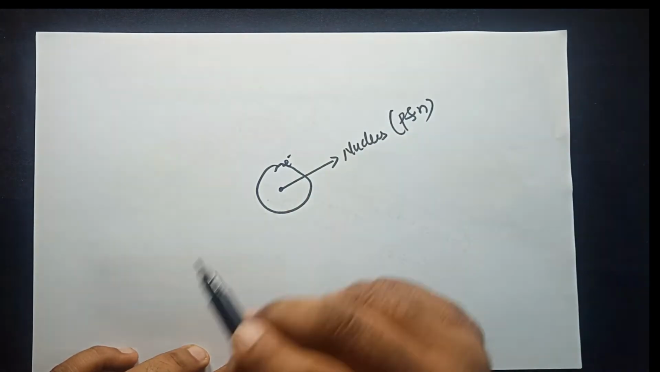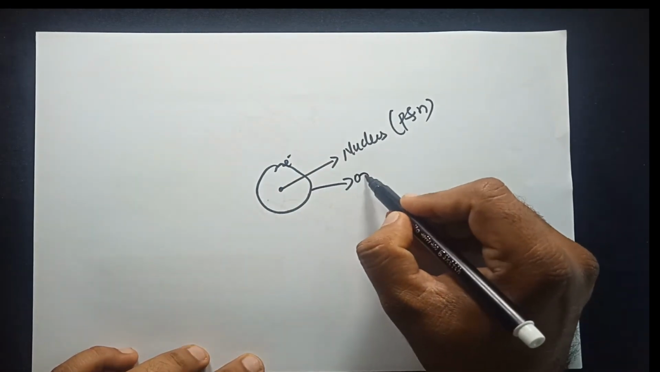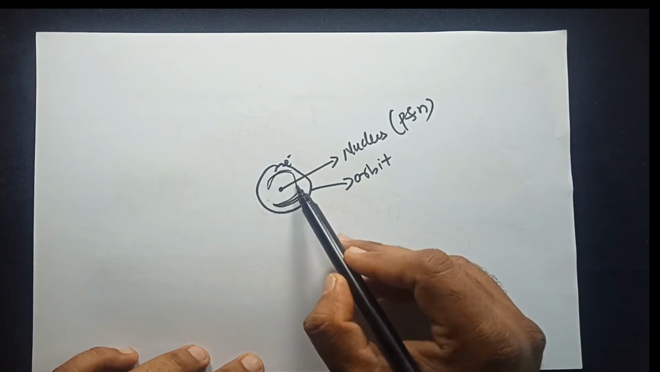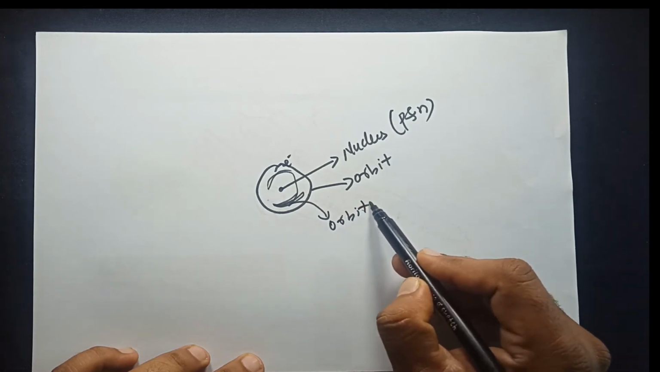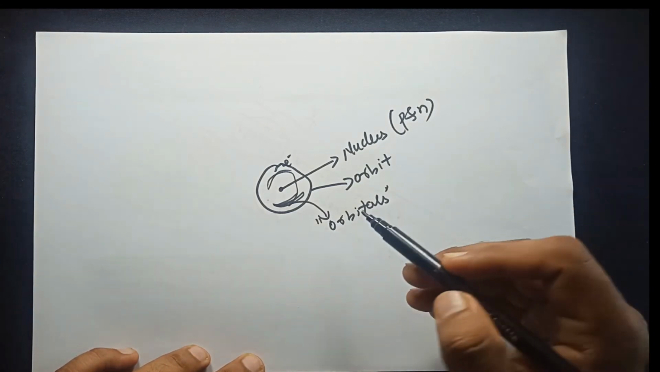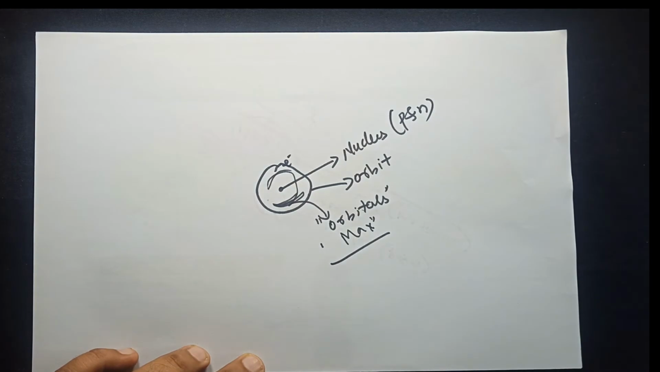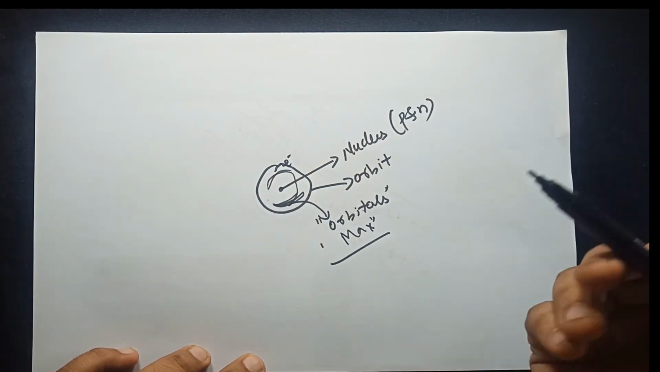And you know that electrons revolve around the nucleus in a circular path called an orbit. So here this is a region where we can find the electrons also. This is known as an orbital. Then what is an orbital? It is a region around the nucleus where we can find the electron maximum.